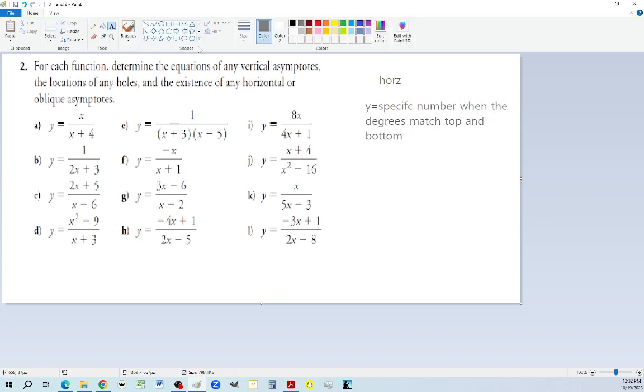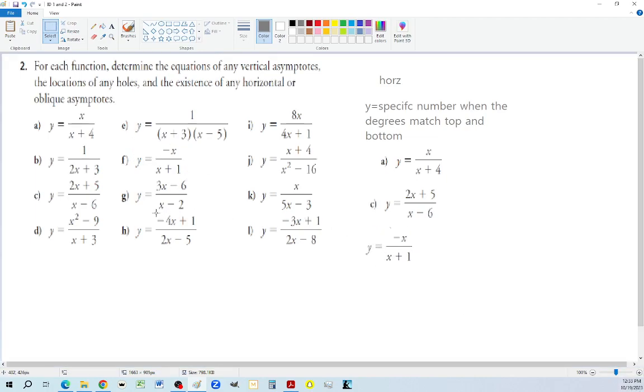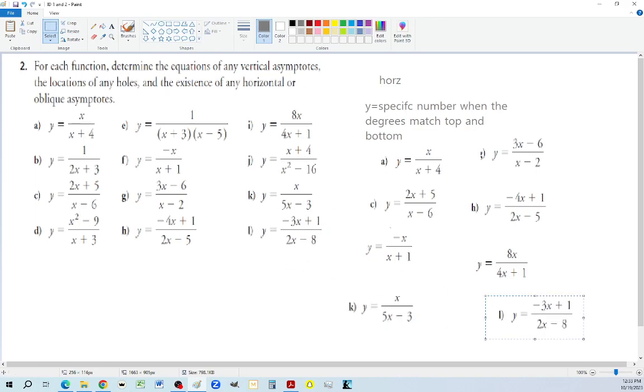Okay, so let me group the ones where the degrees match. This one, the degrees match. This one, the degrees match. This one, the degrees match. Gonna need more room. This one, the degrees match. They gave a lot of degrees matching so that you could figure them out. And this one, the degrees match. The secret with this is you ignore the x and you figure out the number in front of them.